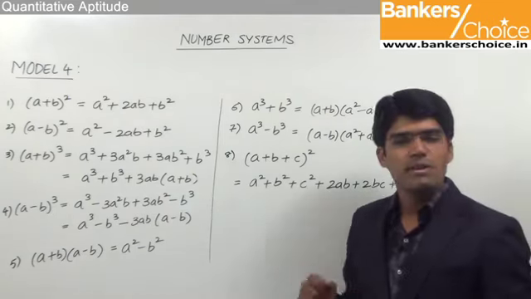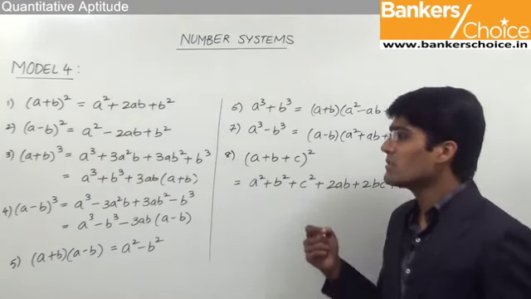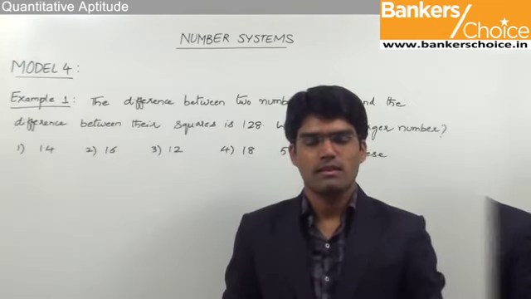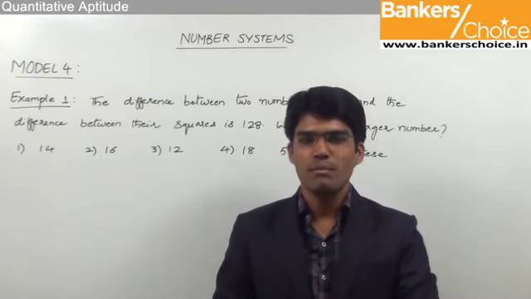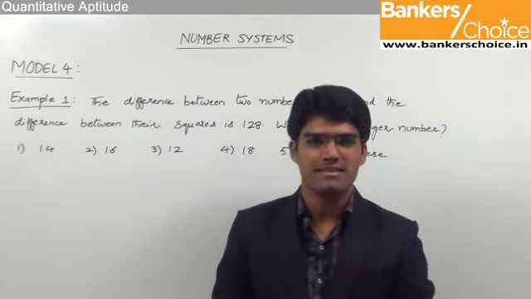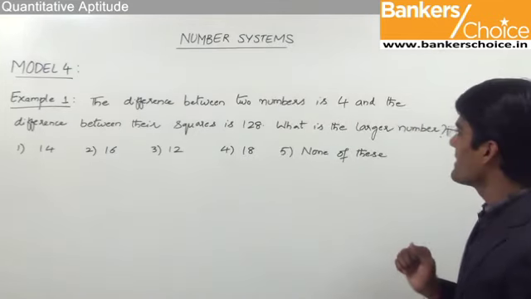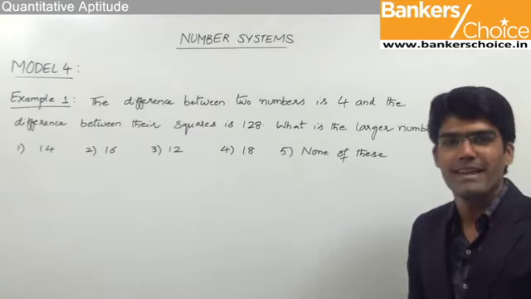Generally, these formulae can be applied while solving questions from simplifications, and they can also be used in certain questions from the topic of number systems. Let us now take an example from Model 4, where we are going to solve a question based on the various formulae that we have just discussed. The question here is, the difference between two numbers is 4 and the difference between their squares is 128.